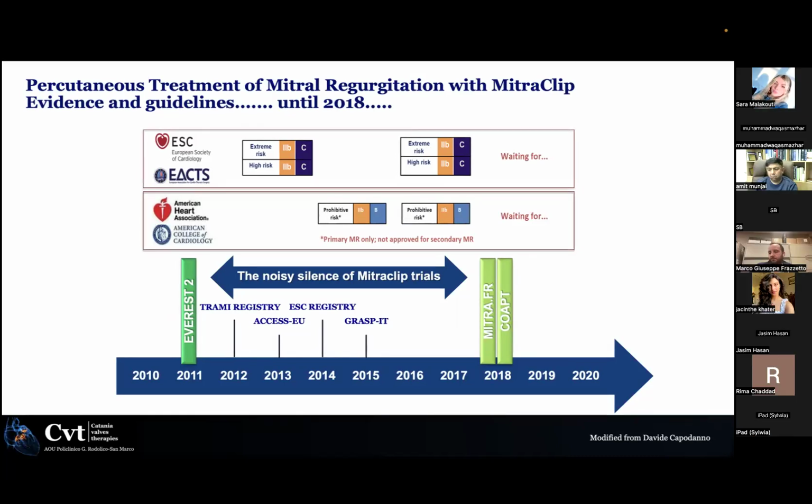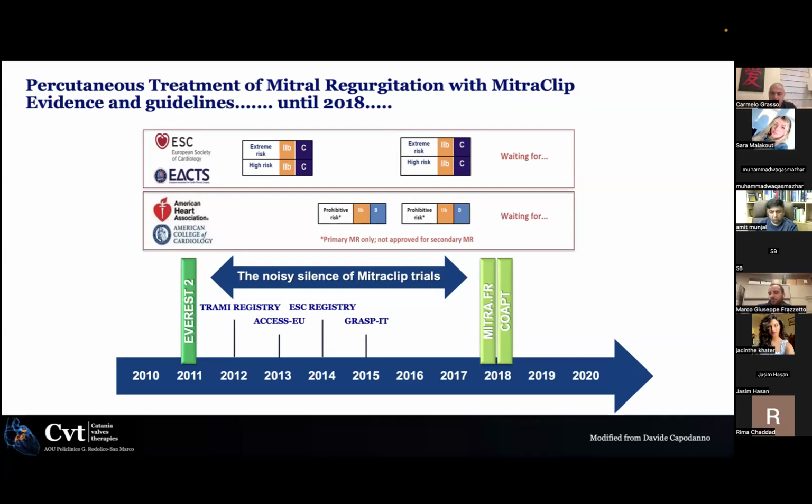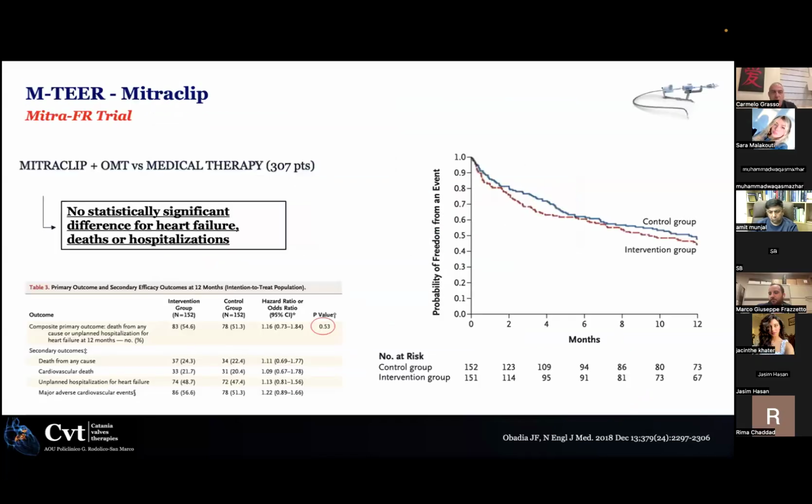So in 2018, MITRA-FR and COAPT came. And then we had the first result. It came with the MITRA-FR trial. And as you know, we had no results from this trial. This trial concludes that MitraClip plus optimal medical therapy, when compared with medical therapy alone, has no difference. So it means that MitraClip doesn't work. So why continue to treat these patients?